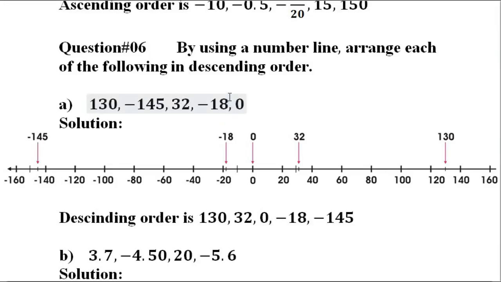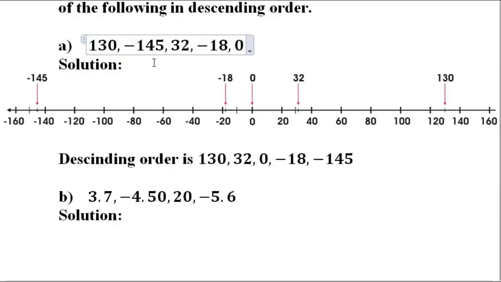The first number is positive 130. It is easy to illustrate the number 130, which lies between 120 and 140. The second number is negative 145. Right there is negative 150, which lies between negative 140 and negative 160. Next, negative 145 is the middle point between negative 140 and negative 150.